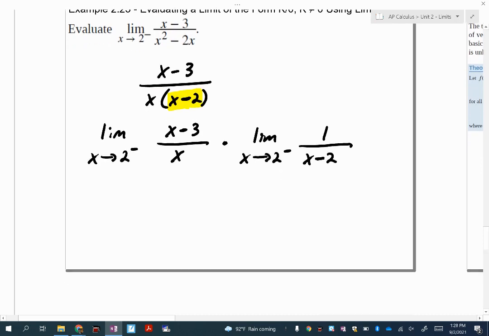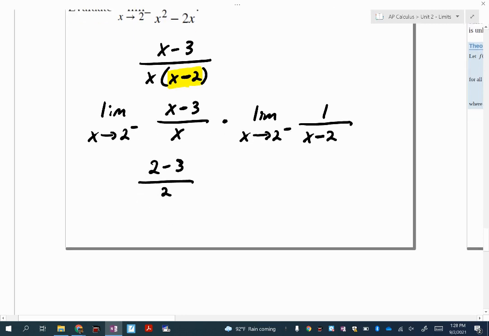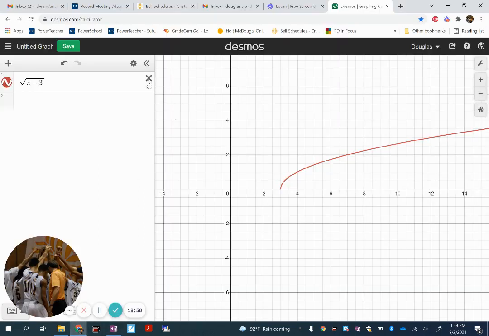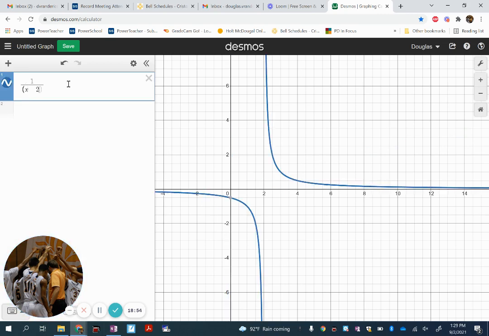So if I do this one here, and I look from the left, I would plug in 2 to get 2 minus 3 over 2, which is going to be negative 1/2. And then I can use something we talked about in the last lesson, but I'll graph it for you to help you out. So we're doing 1 over x minus 2.